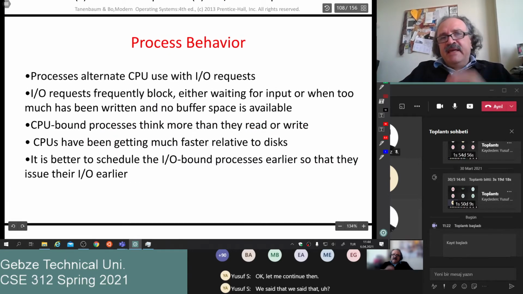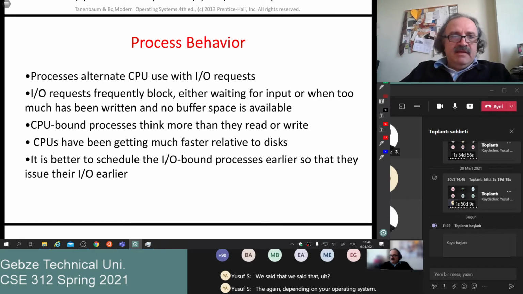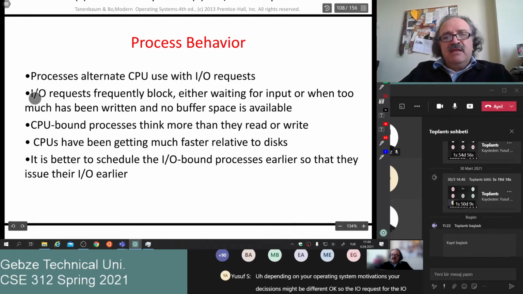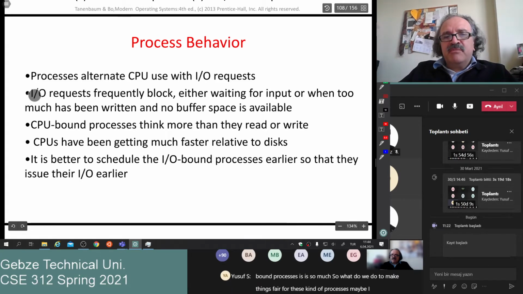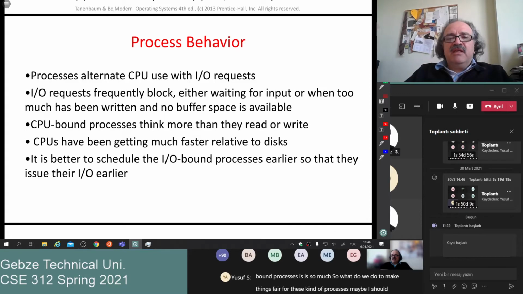We said that again, depending on your operating system motivations, your decisions might be different. So the I/O requests of the I/O bound processes are so many. So what do we do to make things fair for these kinds of processes? Maybe I should increase their priorities so that they get to use the CPU more often than the CPU bound processes.